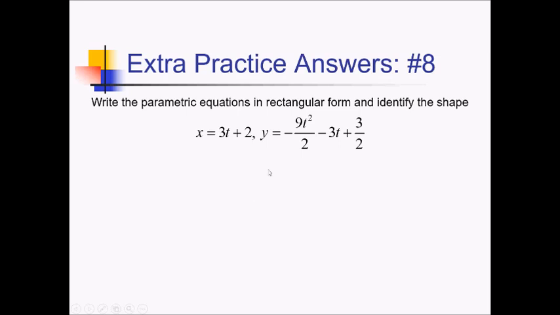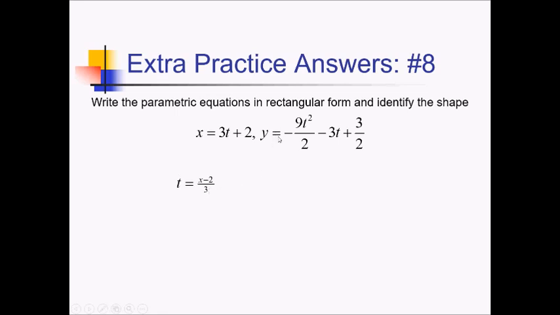For this problem, I'm trying to write this in rectangular form and identify the shape. So basically, I need to get x and y in the same equation and have no t's left at all. So what I'm going to do is try to substitute for t over here with what t equals on this first equation. So to isolate t in my first equation, I'm going to subtract 2 and divide by 3 on both sides. So now wherever I see t, I can replace that with (x minus 2) over 3.